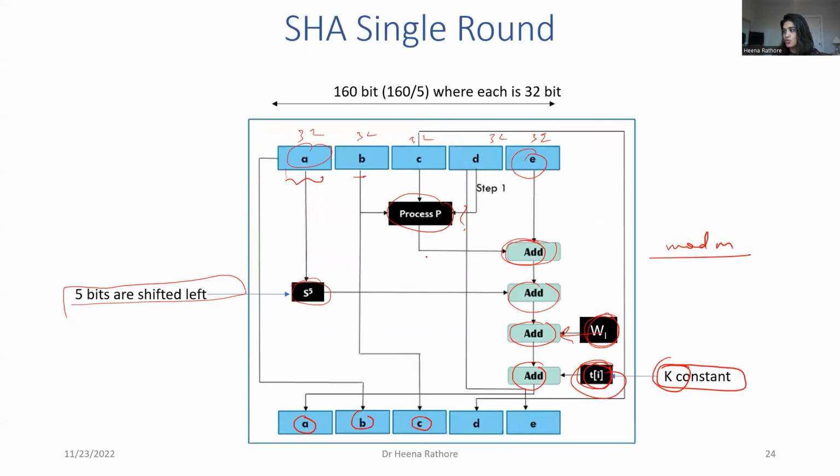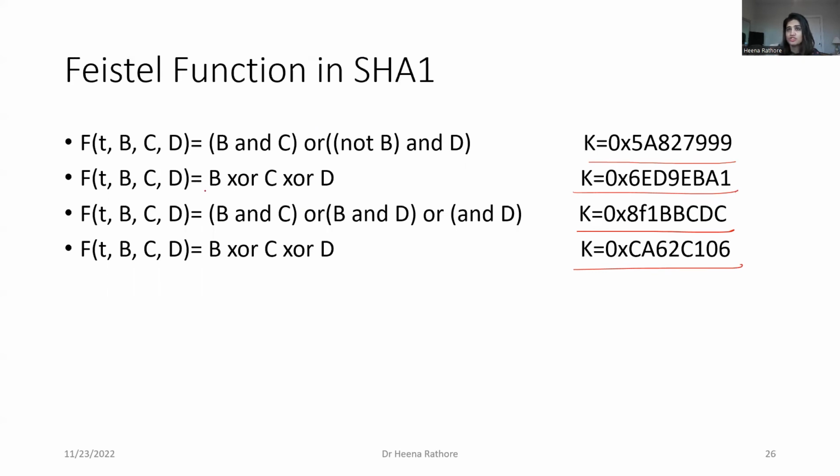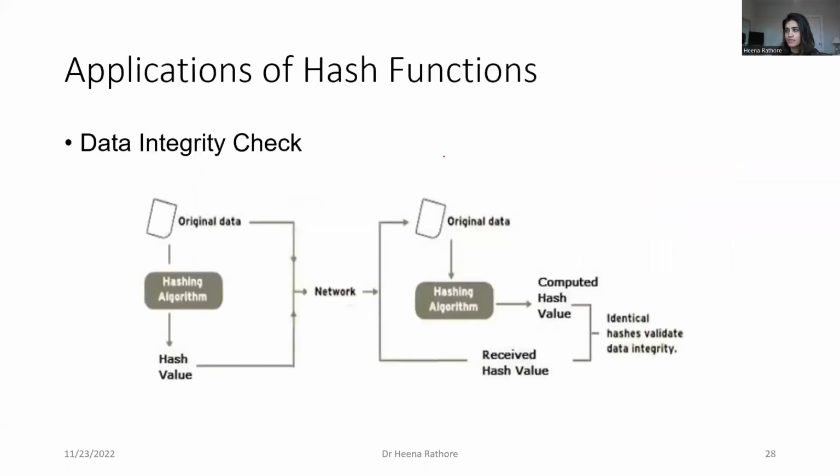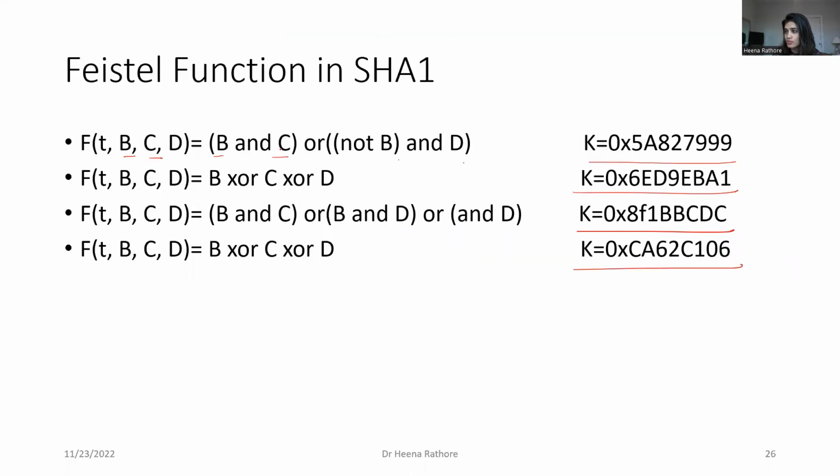The process, which is over here, is also varied depending upon which particular round you are at. So this particular process P, if it is stage 1, which is 0 to 19, then you take the B bit and the C bit, B and C, or you take not of B and D. If you see, B, C, D are the inputs, right? B, C, and D would be passed over here, depending on which round you are at. So suppose it is between 0 to 19, then B and C would be ANDed, then the output would be ORed with not of B and D. If it is round number 20 to 39, in that case, a different process would be used as the process operation, and so on.